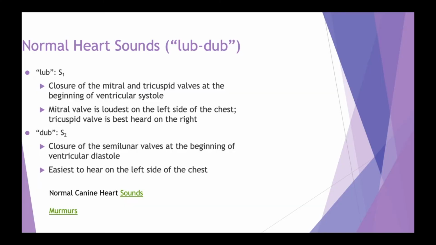So typically when we're listening to the heart, we listen between the 4th and 6th ribs for dogs and cats, roughly, or 5th to 7th ribs, and we often listen on the left-hand side of the thorax. In cats, oftentimes we can auscultate the heart pretty well if we listen almost toward the sternum, so a little bit more medial. We can get a good appreciation of the sounds. The second sound, the S2, the dub, is the closure of the semilunar valves at the beginning of ventricular diastole. It's easiest to hear on the left side of the thorax.